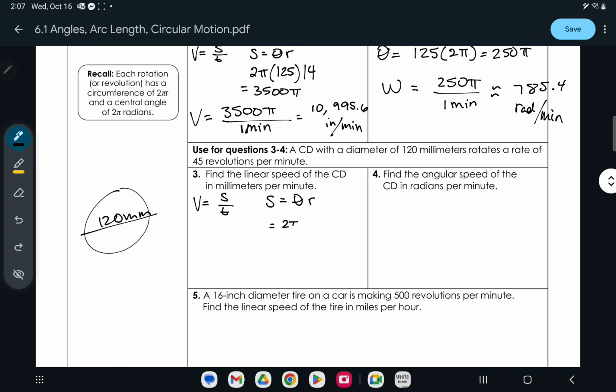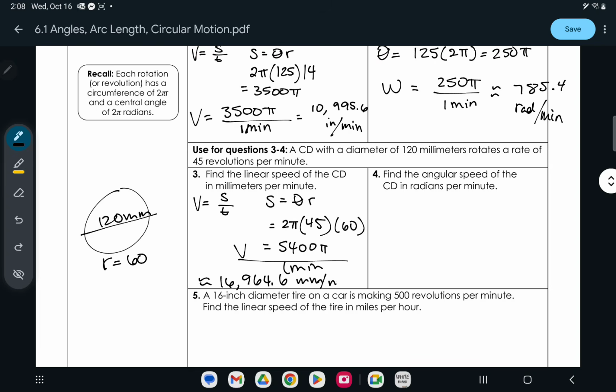So we're doing 2 pi for 1 revolution, but I have 45 of them. And we want to use the radius. The diameter is 120, so the radius is 60. That gives me 5,400 pi. And then we divide by the time, which is just 1 minute. So that's about 16,964.6 millimeters per minute.